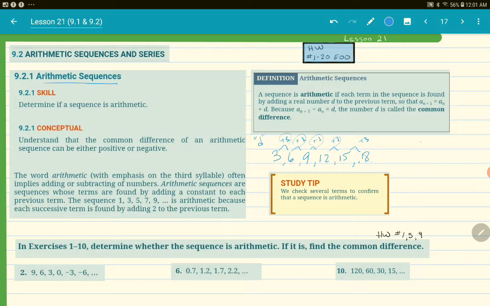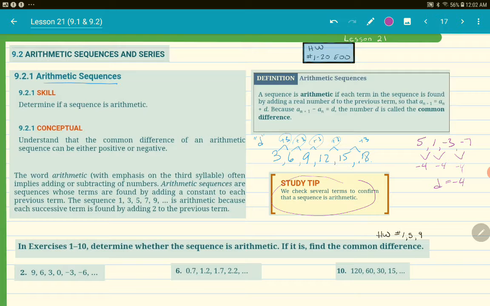For example, if I had starting with 5 and going to 1, and then going to negative 3, and then going to negative 7. So there's still a common difference here. I keep going down by 4. So I'd have a D of a negative 4. It is important that we check several terms to confirm that it is in fact an arithmetic sequence.